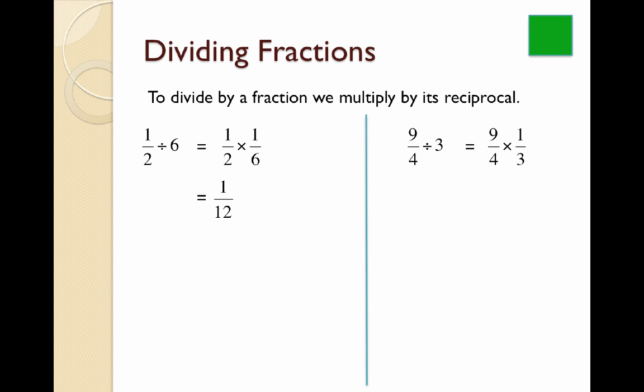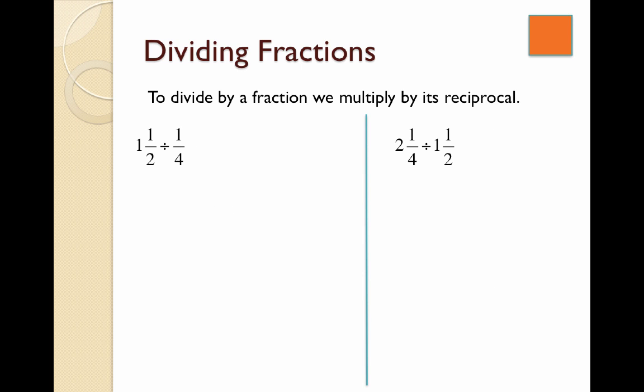Let's take a look at example number 2. 9 over 4 divided by 3. This is the same as 9 over 4 times 1 over 3. That's by finding the reciprocal of 3. Multiplying across the top and across the bottom, we get 9 over 12. Simplifying by dividing top and bottom by 3, we get 3/4. Now up until this point, we've divided by a fraction and we've divided by a whole number. It's going to get a little trickier now. Let's see if we can follow along.